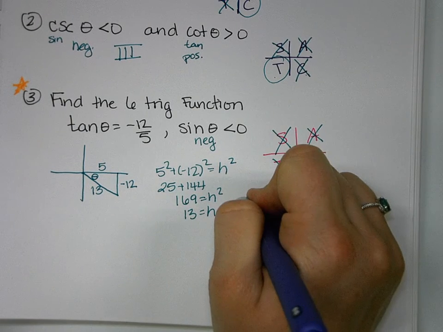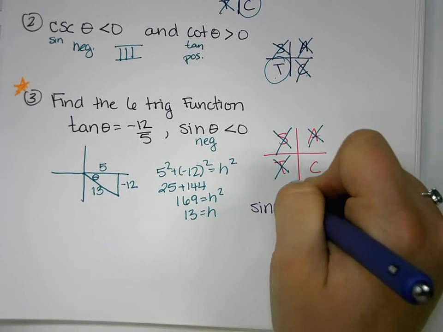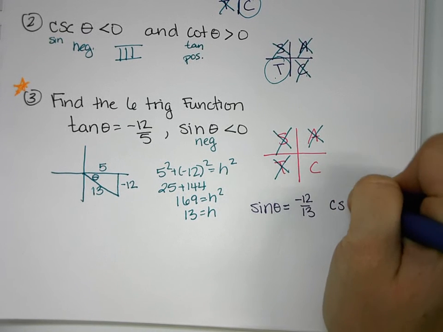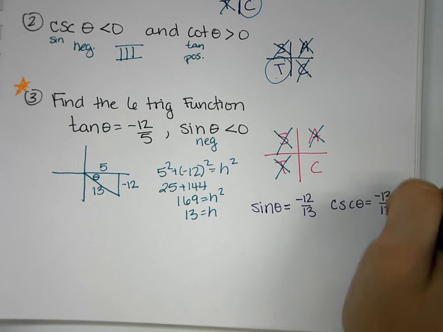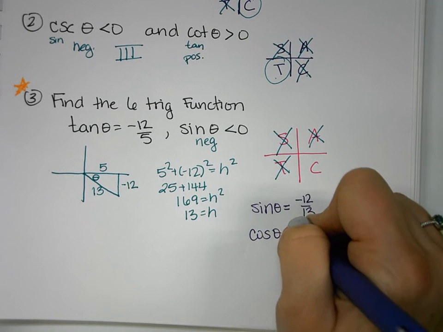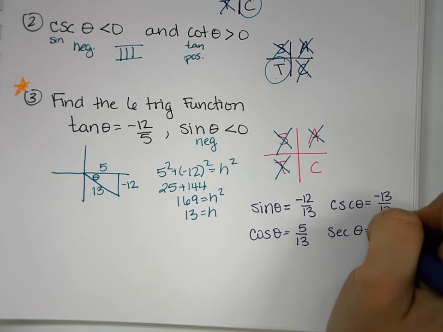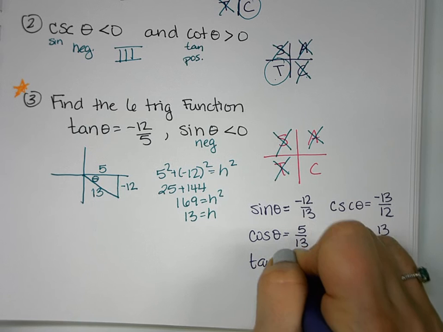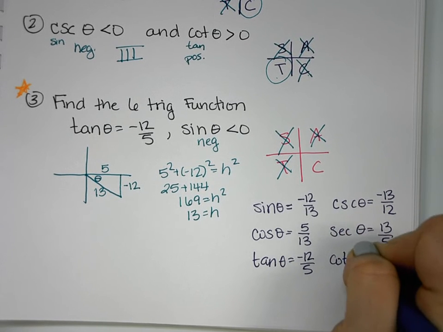So sine of theta would be negative 12 over 13. And I can do my cosecant theta right away as well, because that's just the reciprocal, negative 13 over 12. Cosine of theta, adjacent over hypotenuse, 5 over 13. And then our reciprocal, secant, 13 over 5. And then our tangent we were given as negative 12 over 5. So our cotangent of theta would be negative 5 over 12.